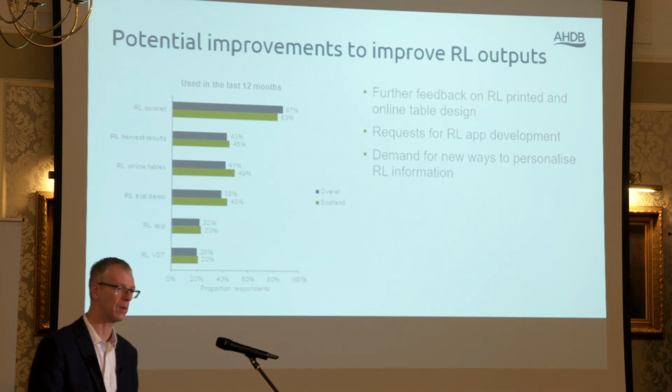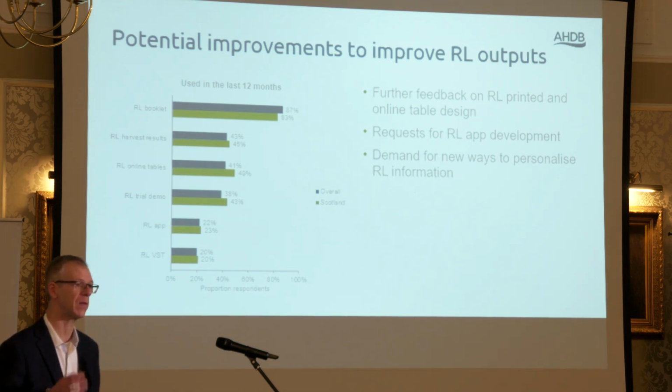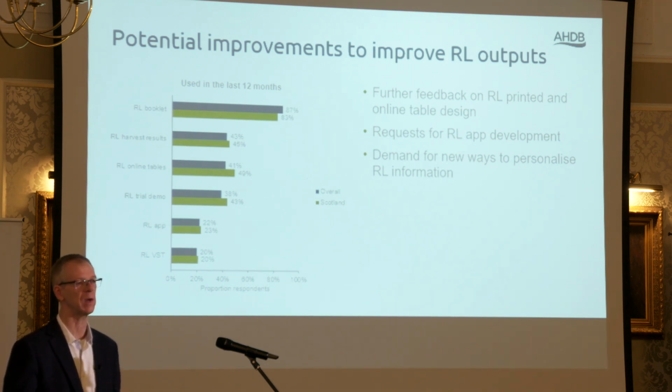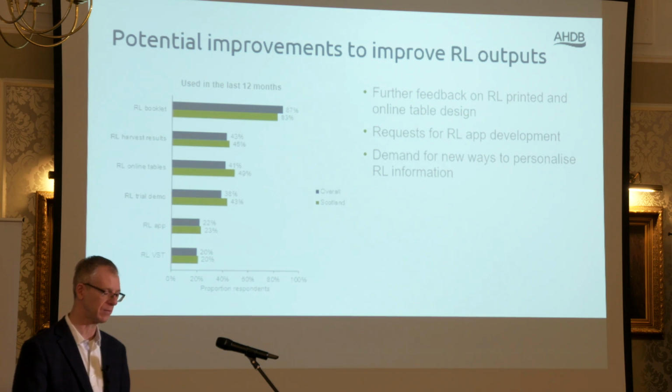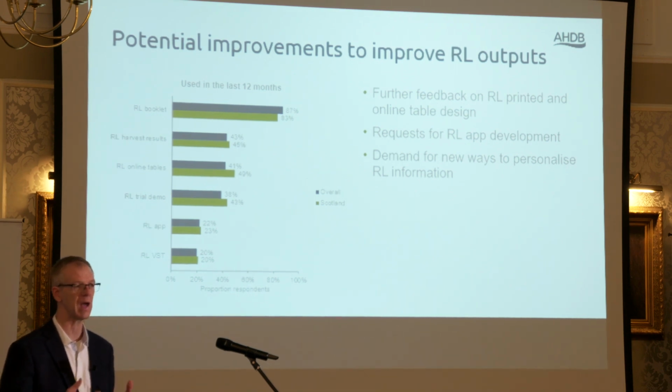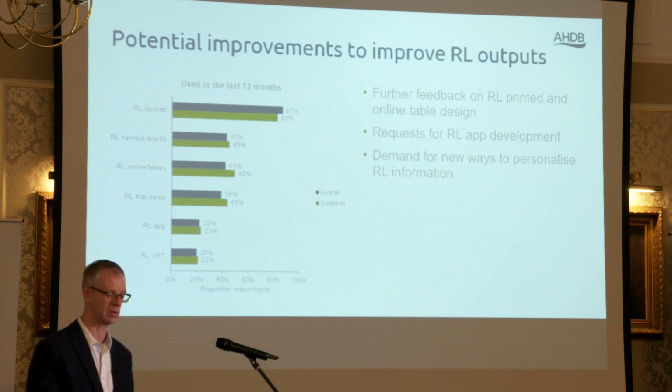The RL app and the VST, the variety selection tools, they were things that came out of the last review, as new digital ways of looking at information. And something that came out quite strongly across this review was that people wanted new ways to personalise the information. And the variety selection tools were supposed to be our answer to that after the last review. The fact they're only being used by about 20% of people suggests it hasn't quite worked. And I will be asking you in a little while to come and talk to me about why that's the case.